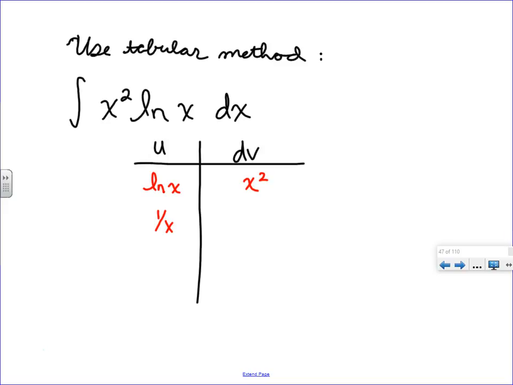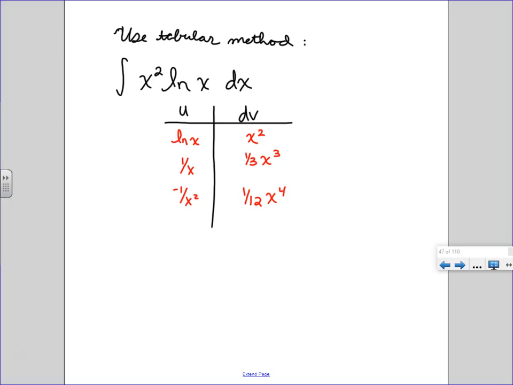If I was to do v, if I was to integrate, what would you get? 1/3 x cubed. Okay. So again, negative 1 over x squared for the u. And then 1/12 x cubed. Now, hold on. About this point, you should realize, and some of you would realize it earlier, that it would go on forever. And then x squared, I think you have it attached.